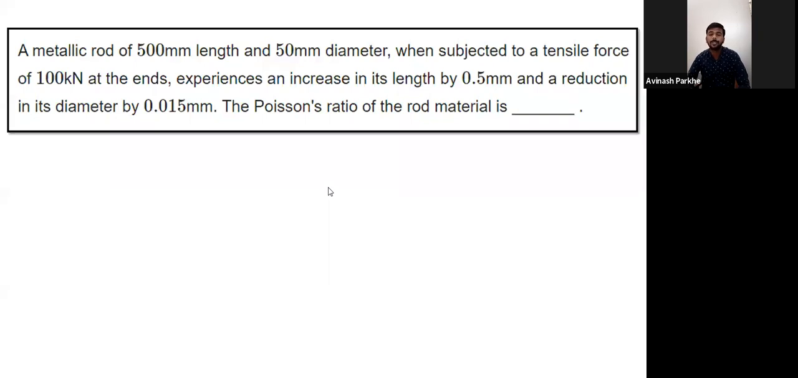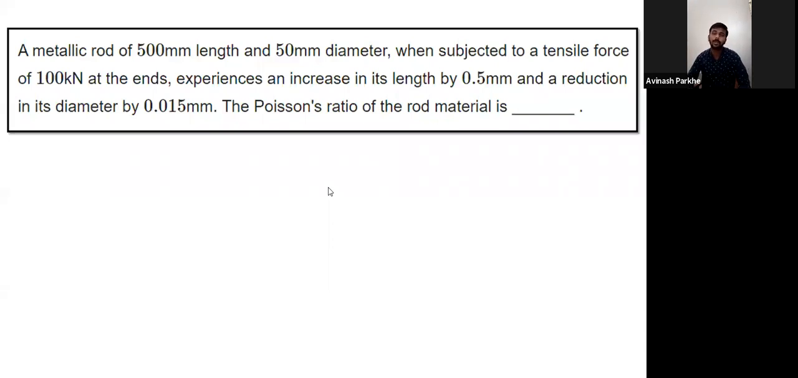One problem is based on the elastic constant calculation. Sometimes Young's modulus is given, Poisson's ratio is given, and we have to calculate another elastic constant. Maybe sometimes E is given, then we have to calculate G. Sometimes E is given, then we have to calculate K. Based on this, one problem we have solved.